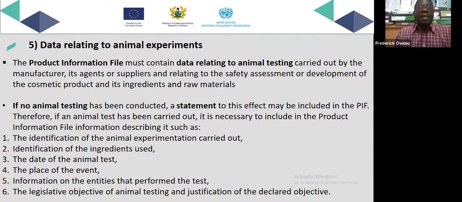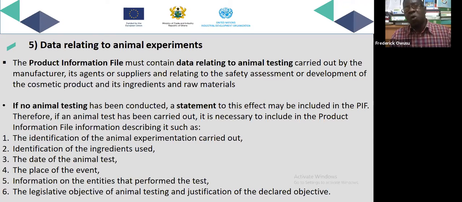Five, data relating to animal experiment. Big challenge in here. The product information file must contain data relating to animal testing carried out by the manufacturer or its agent or supplier, relating to the safety assessment or the development of the product and its ingredients and raw material. Relating to animal testing, very important.